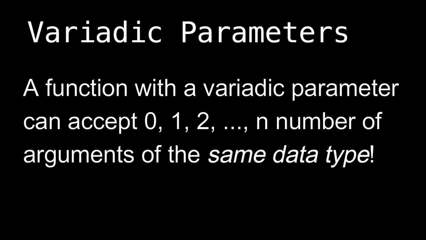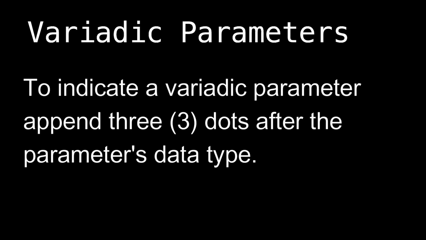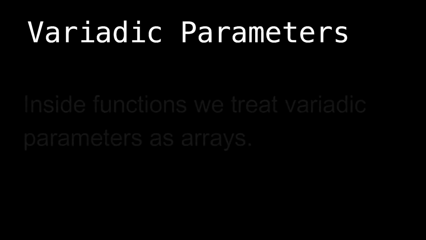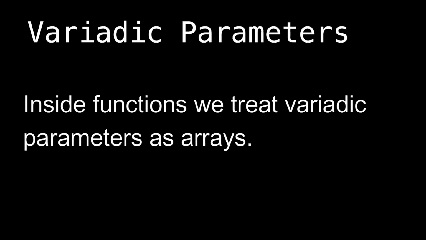Before I dive into a few examples, it's necessary to say first that a function with a variadic parameter is a function with a parameter that can accept 0, 1, or more arguments of the same type. To indicate programmatically that a parameter is variadic, there is just one thing to do: to append 3 dots after the parameter's data type. Inside the function, using the variadic parameter's value is quite straightforward. We treat it as an array.